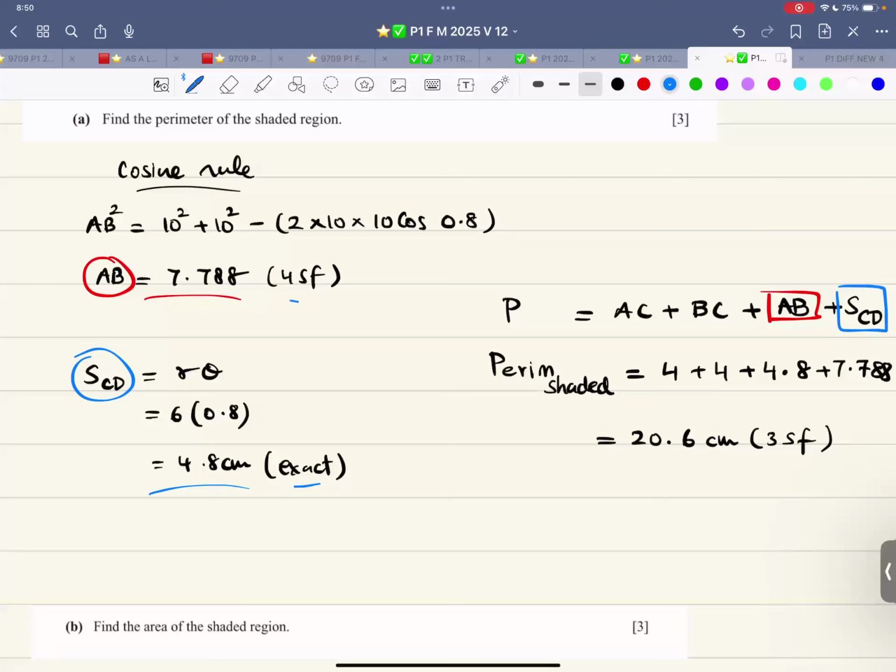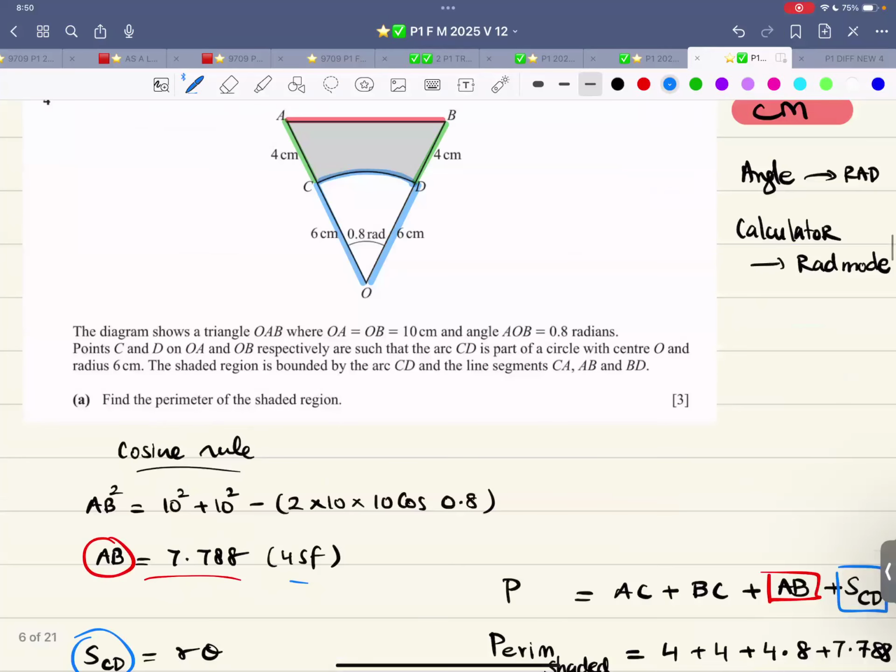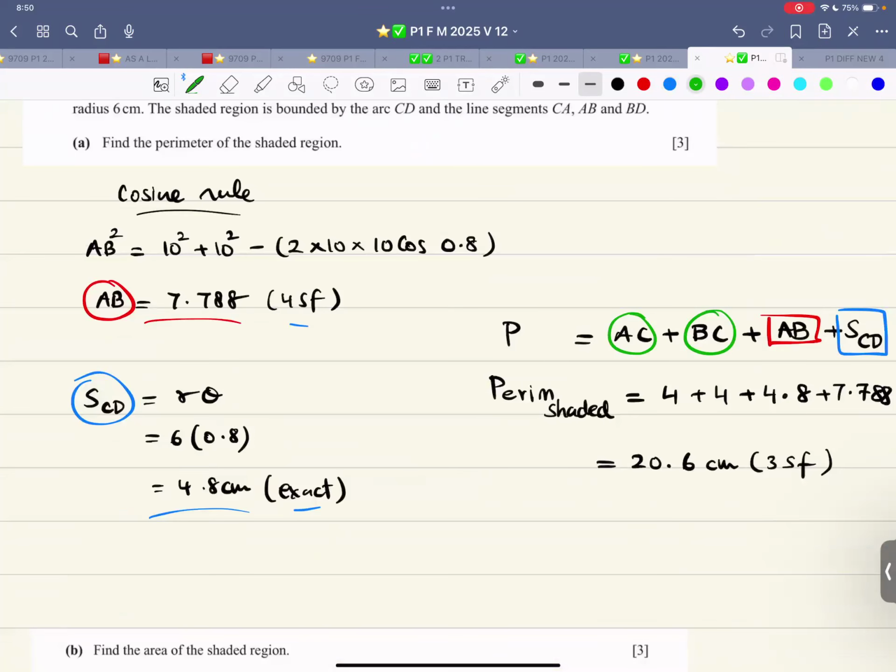This is exact; work in 4 significant figures if inexact. And then there are two things which are green in color. That is AC and BD. You can see that's 4 and 4. So AC and BC, that's 4, that's 4. This one is 4.8. This blue one is 7.788 to 4 significant figures. For the final answer, give it correct to 3 SF. That's how this is done.